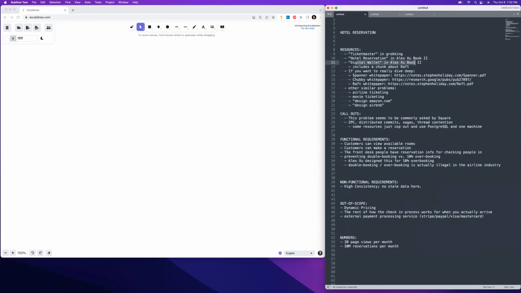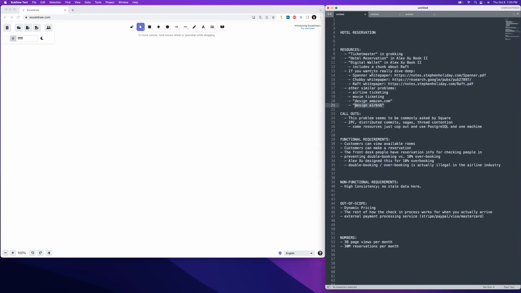Digital Wallet has some really nice material that has a lot of overlap with this, since it's also a strong consistency problem. It actually includes a chunk on Raft, although I'm not actually a big fan of how Alex Xu covered it. It still felt really abstract in the way that he handled it. Anything where there's a limited inventory and you're having them make a payment is going to be very, very similar to this problem. And then the other one is Design Airbnb, which is crowdsourced hotels.